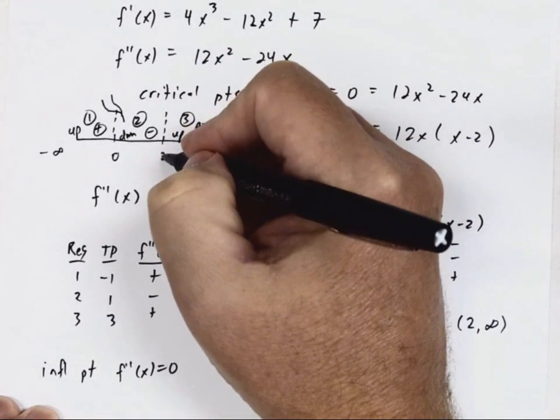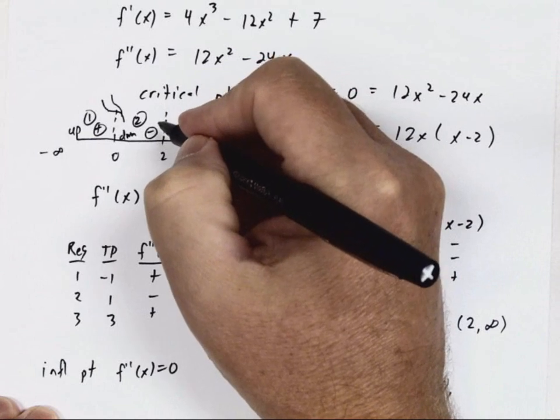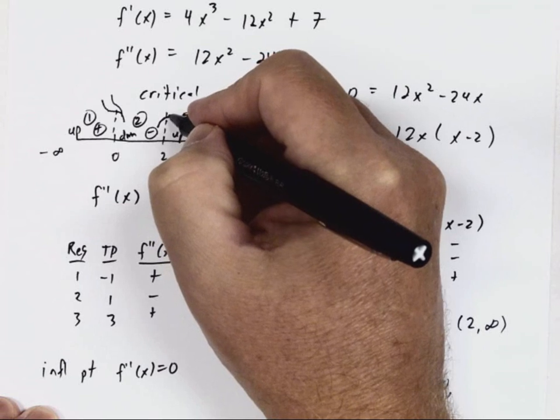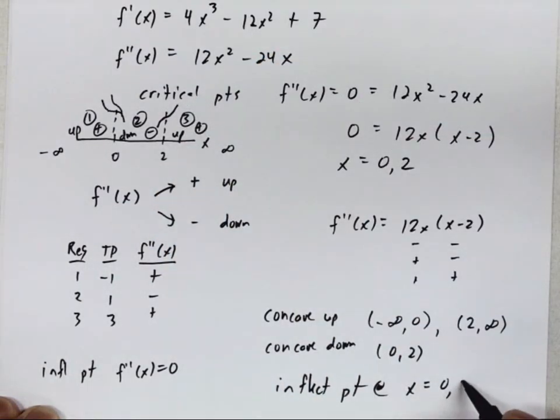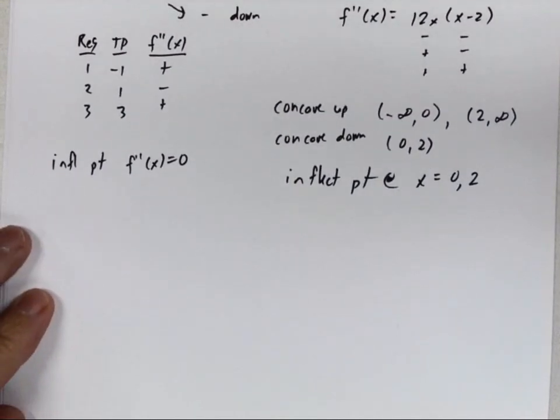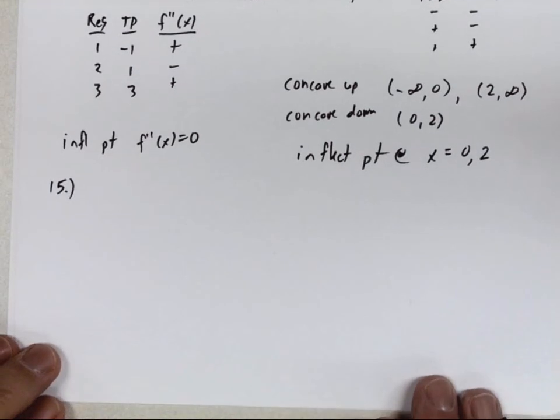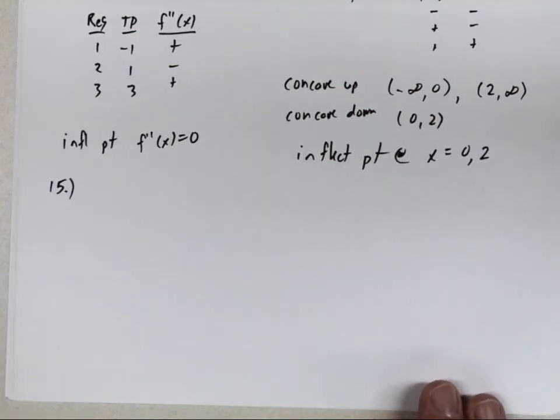And here, at this critical point 2, concave down, maybe it looks like this. And then all of a sudden it goes concave up. So an inflection point when x is 2. All right, so that was number 14. Number 15, the instructions are, use the second derivative test to find the maximums and minimums.